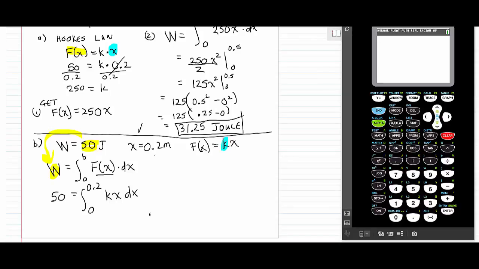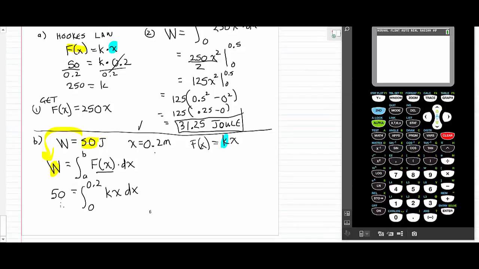Okay, this time I gave work. I didn't give the function, I didn't give k, but I gave you enough information to figure it out. That means what you have to do in the problem is work out this integral. So you would have 50 here. Now, k is a constant, so you write it down. The integral of x is going to be x squared over 2, and then you're going to evaluate that from 0 to 0.2.